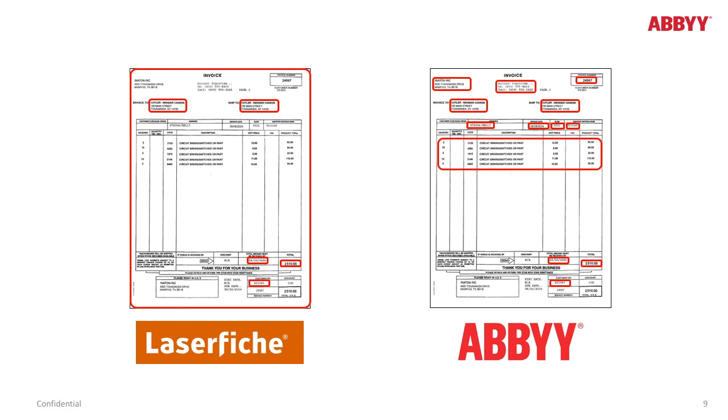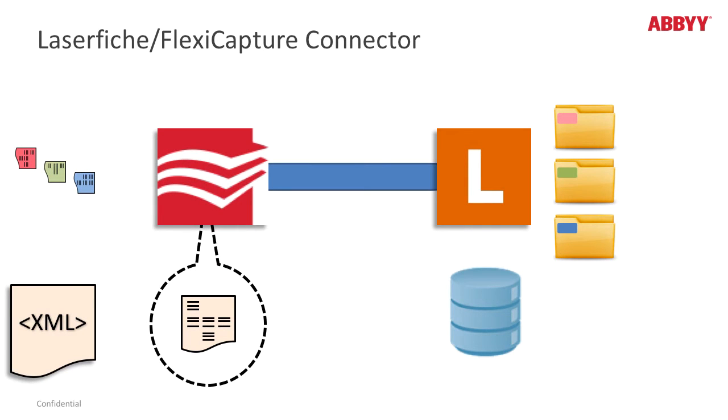So if we actually look at the Laserfiche FlexiCapture connector, and this is a somewhat simplified diagram, but I think you'll get the point. We have FlexiCapture on the left, and obviously Laserfiche on the right. On the left-hand side we have different documents coming in, indicated by the various different colors: red, green, and blue. And we're going to define destinations for those documents. So we've defined different folders for each different type of document. You see that on the corresponding side on Laserfiche, we have a red folder, a green folder, and a blue folder.